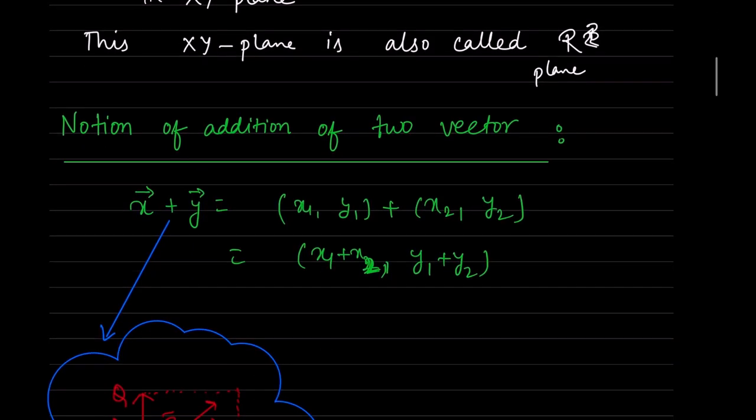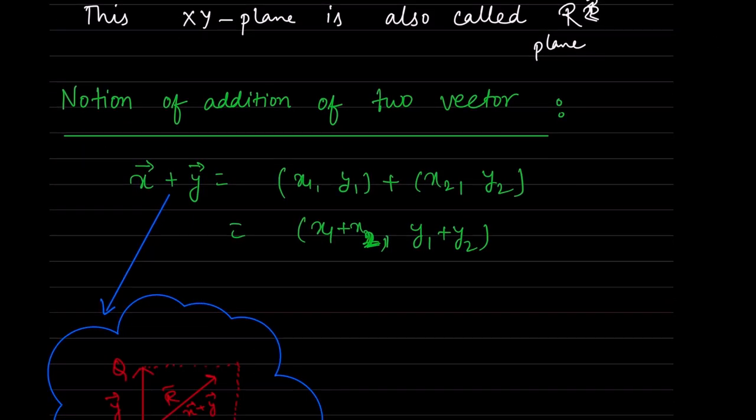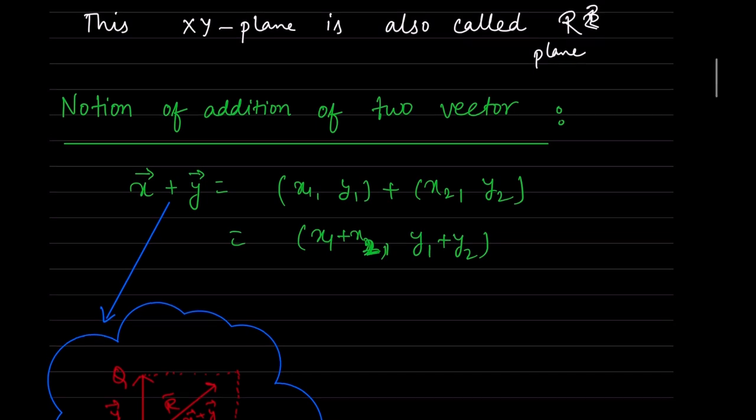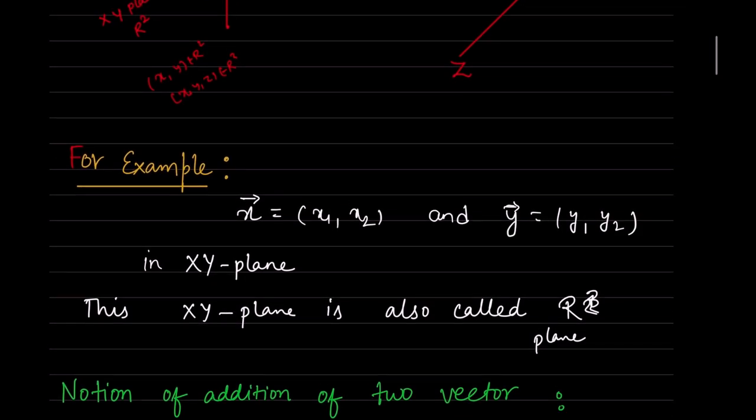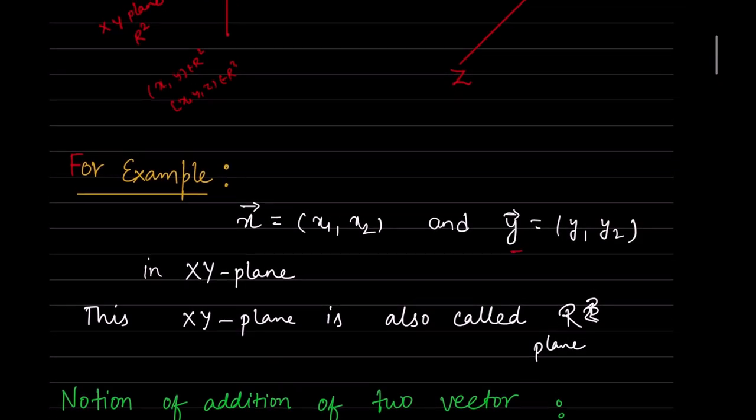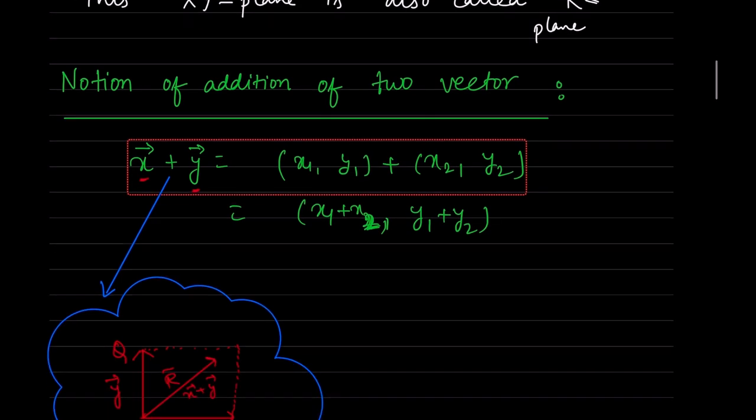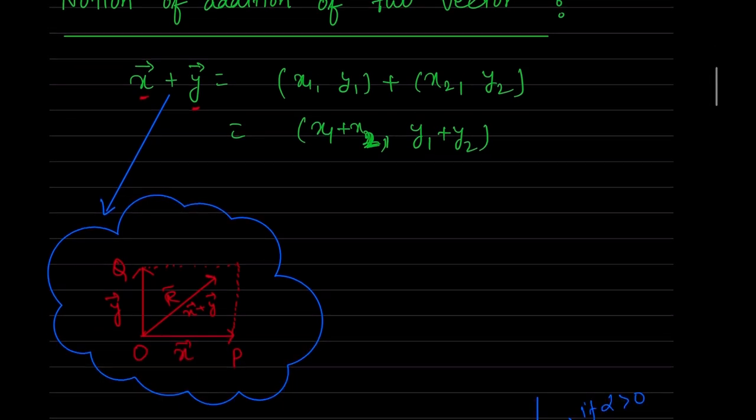Okay, now I am going to move forward to the notion of addition of two vectors. How can we add two vectors? This is the basic simple thing we studied in 12th class. Here we will see that x is a vector and y is also a vector. We have seen above that x vector is this and y vector is this. So we do the sum of these two vectors, and they will be added tuple-wise, which means x1 will be added to x2 and y1 will be added to y2. This is the addition of two vectors.